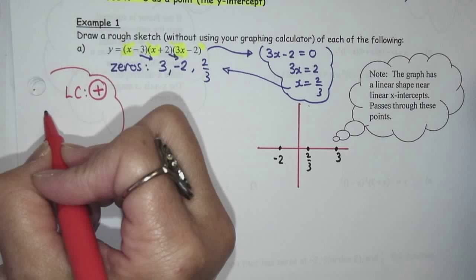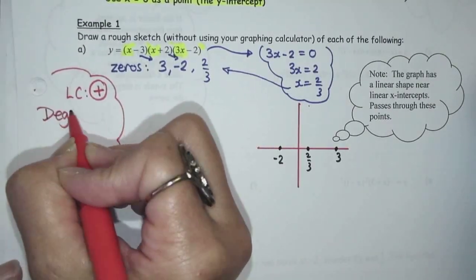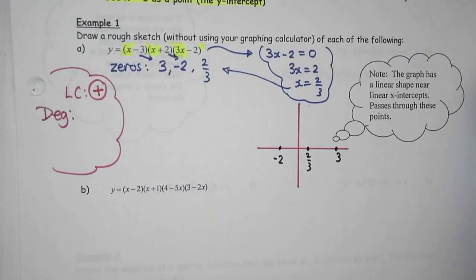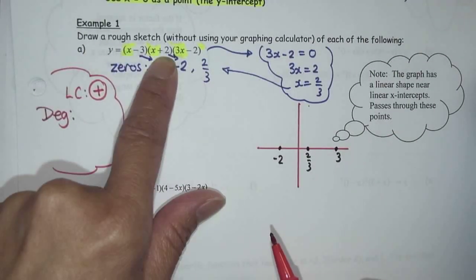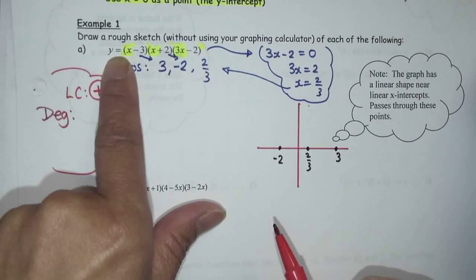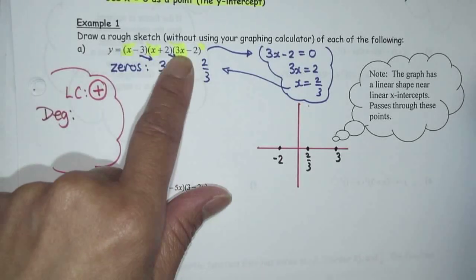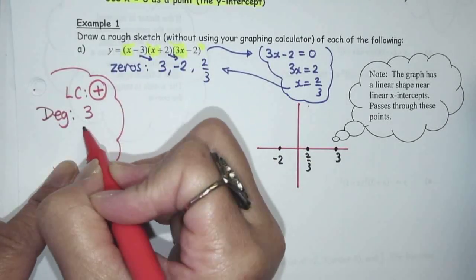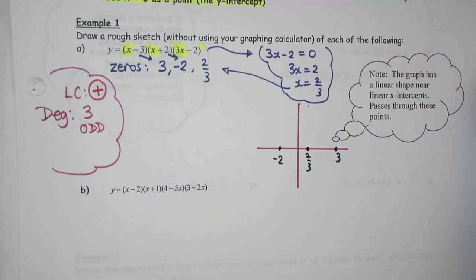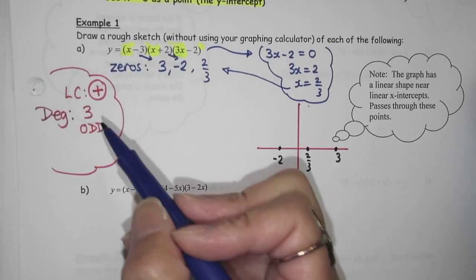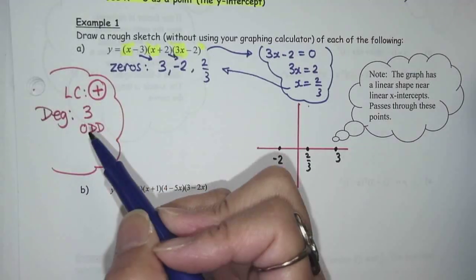The other thing I always need is the degree. The degree is x times x, order 1, right? Order 1, order 1. X times x times x, I have 3 of them, so degree 3, which is odd. Okay, it's an odd degree of 3. That tells me in my brain that it's positive and it's odd.